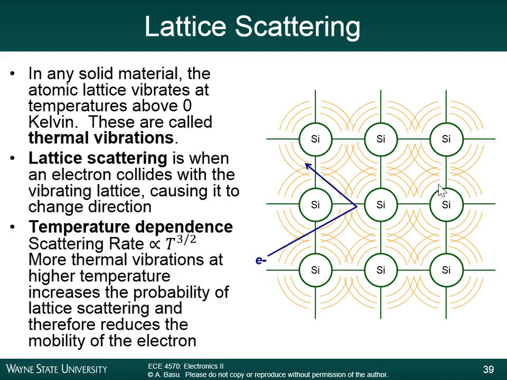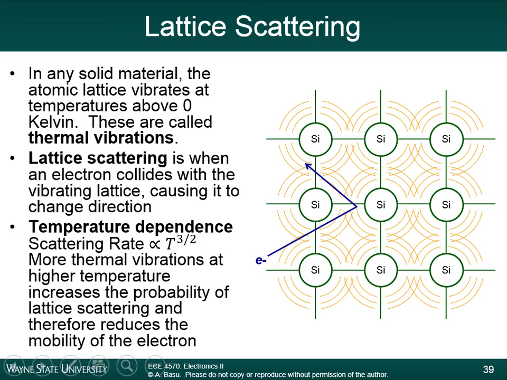In any solid material, the atomic lattice vibrates at temperatures above zero Kelvin. These are called thermal vibrations. The only way that you can bring those to zero is to use liquid nitrogen to cool the system down to absolute zero. And indeed, a lot of physics experiments do that so that they can avoid the noise that's caused by these thermal vibrations. The vibrations I've sort of illustrated here with these orange lines.